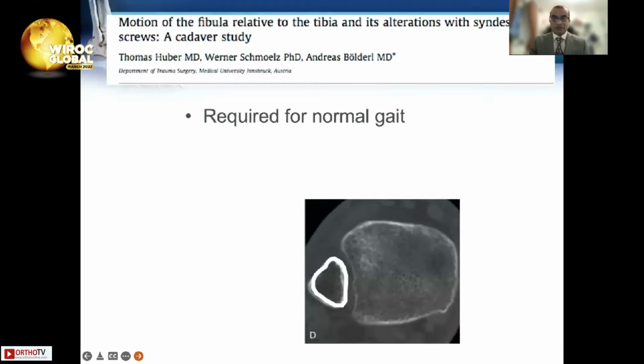Now, the movements of the inferior tibiofibular syndesmosis are extremely important for normal gait. When you have extreme plantar flexion, the fibula migrates anteriorly and correspondingly migrates slightly posteriorly when you dorsiflex the foot.